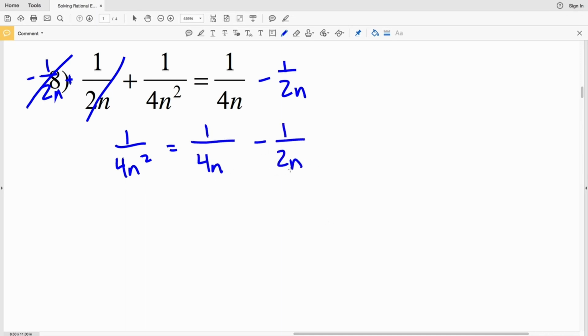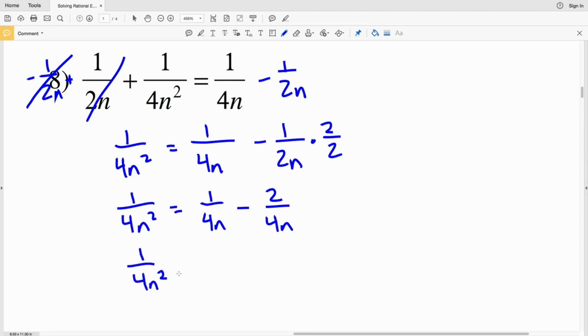I still don't have a common denominator, but I can create one by multiplying this 1 over 2n by 2 over 2. 2 over 2 is the same as multiplying by 1, but when I do that, I'll get 1 over 4n squared equal to 1 over 4n minus 2 over 4n, since 2 times 1 is 2, and 2 times 2n is 4n. Now that I have a common denominator, I can simplify the right-hand side. So I'll have 1 over 4n squared, and that's equal to 1 minus 2, which is negative 1 over 4n.